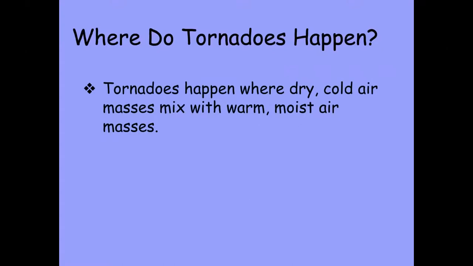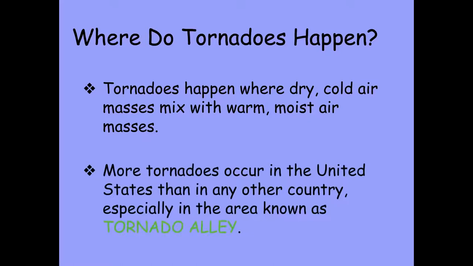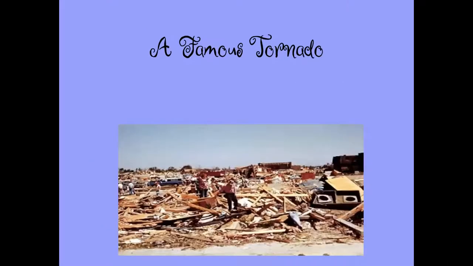Where do tornadoes happen? Tornadoes happen where dry, cold air masses mix with warm, moist air masses. More tornadoes occur in the United States than in any other country, especially in an area known as Tornado Alley. And this is a famous tornado that happened in Grand Island, Nebraska. You can see that the houses there are totally devastated. And this happened in 1980.